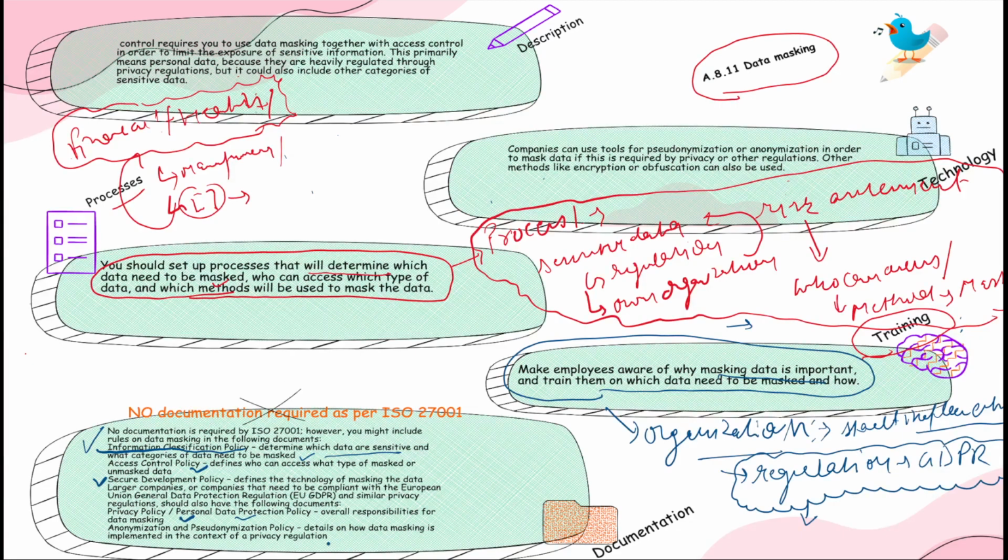So, we may already have an information classification, and we can update it or create one where we define which data is sensitive. And we can have our access control policy already in place. We can update it, or if we are implementing it for the first time, we can create an access control policy, and then define who is authorized to access what information and to what extent.